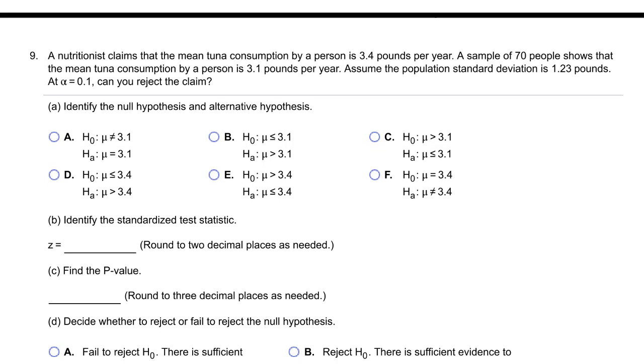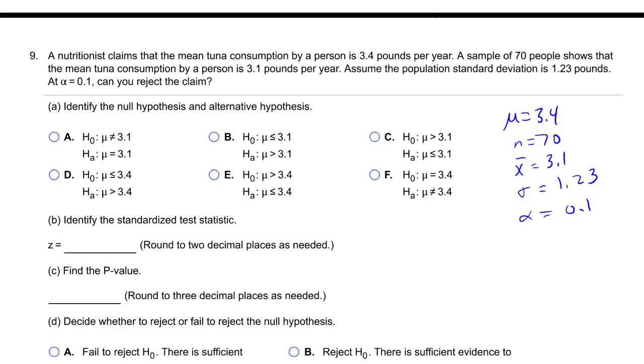Okay, let's take another one. So, nutritionists, we have to pull out the information here. All right, so let's pull it out. Claims the mean tuna consumption is 3.4 pounds. So I'm going to say mu equals 3.4. Sample of 70, sorry, n equals 70 shows the mean. So in that sample, x bar is 3.1. Population standard deviation sigma equals 1.23. Okay, and alpha is 0.1.